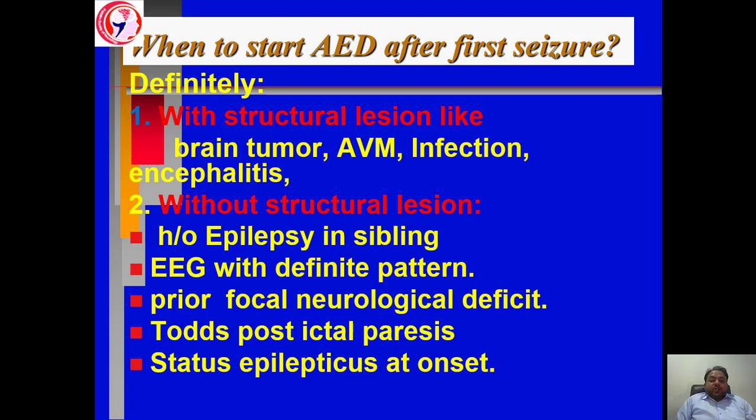Without structural lesions, patients may be started with anti-epileptic drugs on first seizure if he or she has epilepsy in the sibling, or EEG is definitely positive for seizure. Then a single episode of seizure may be diagnosed as epilepsy and anti-epileptic drugs should be started. Also with a prior focal neurological deficit, meaning weakness of a body part, or if the patient has status epilepticus at the onset, meaning continuous fits for more than 30 minutes, he or she should be started with anti-epileptic drugs.